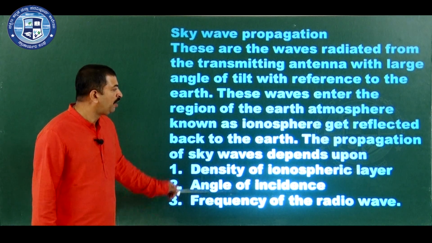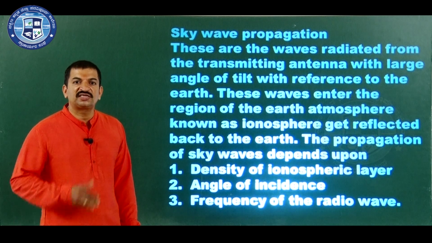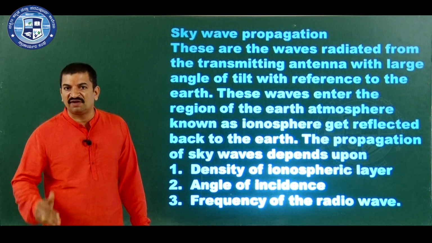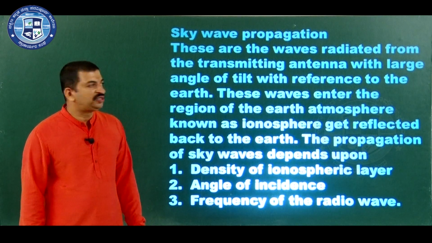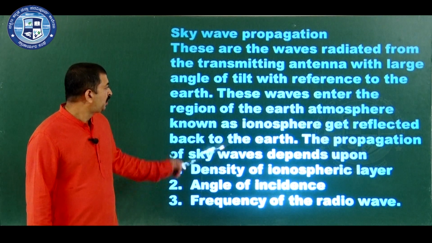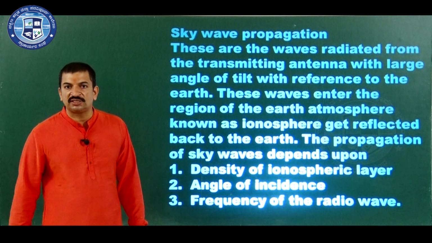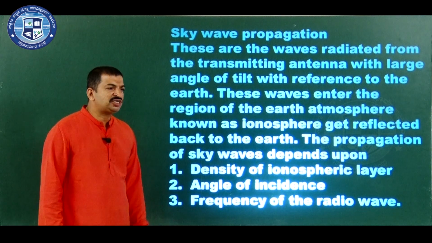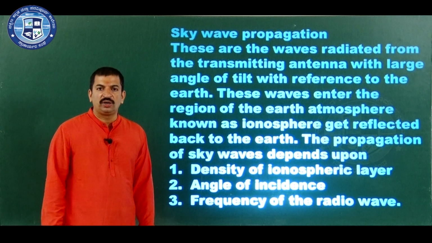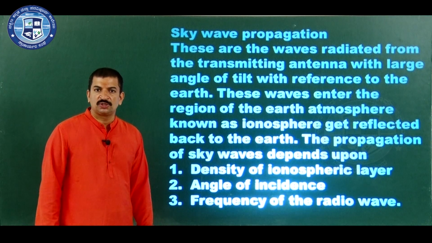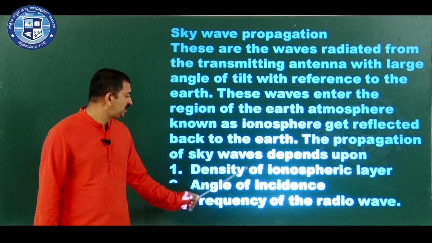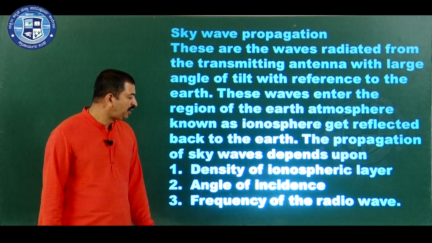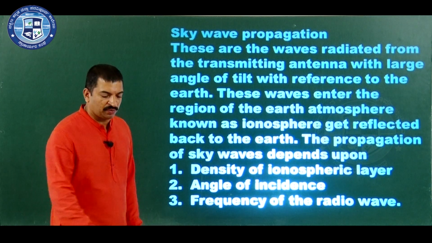So, let us summarize the propagation of sky waves. These sky waves enter the region of the Earth atmosphere known as the ionosphere and get reflected back to the Earth. The propagation of the sky wave depends upon three important factors: the density of the ionospheric layer, the angle of incidence, and the frequency of the radio wave.